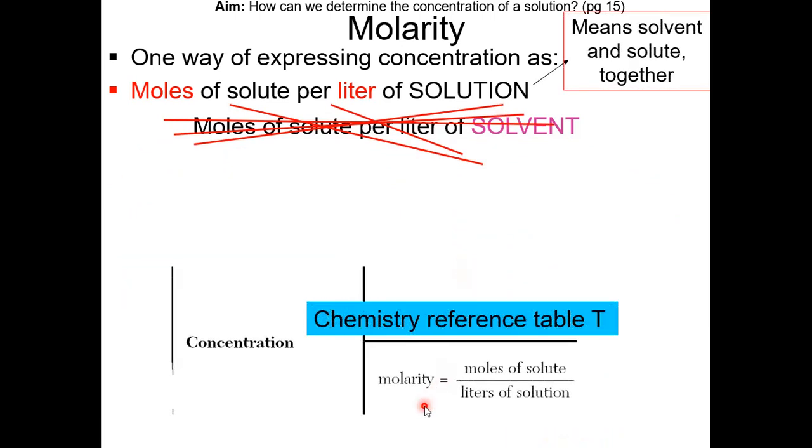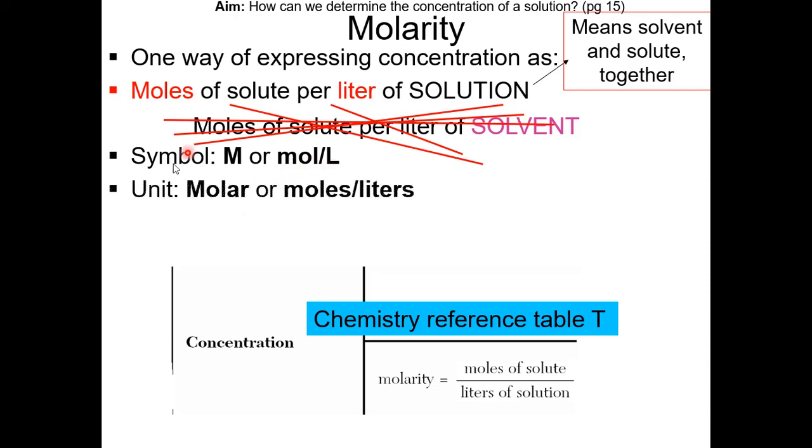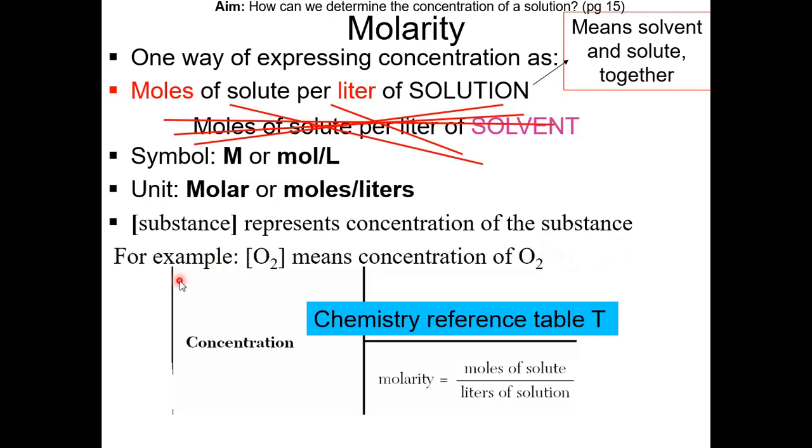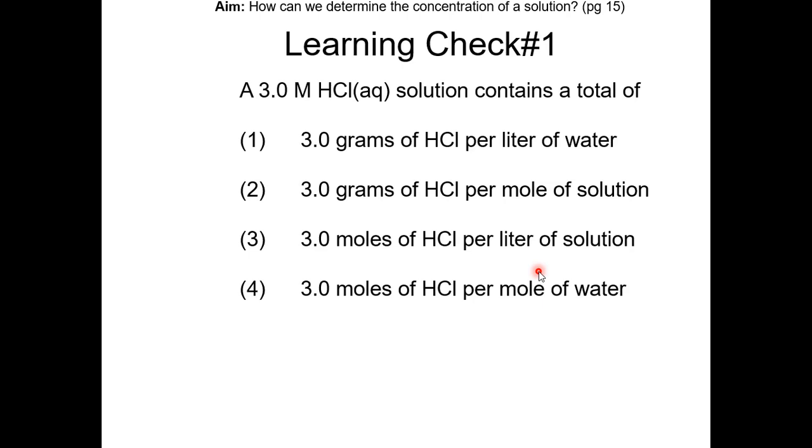The equation for molarity can be found on your reference table, Table T. Molarity is equal to the moles of solute over the liters of solution. The symbol of molarity is uppercase M, or moles over liters. Units for molarity are molar, or moles over liters. If you see a substance in a bracket, it represents the concentration of that substance. For example, bracket O2 means the concentration of O2.